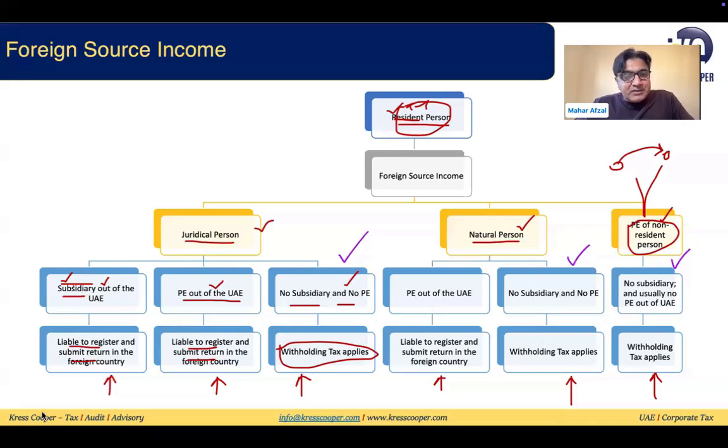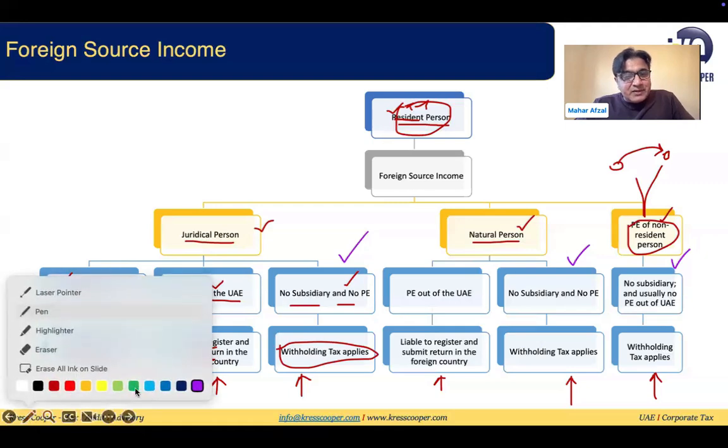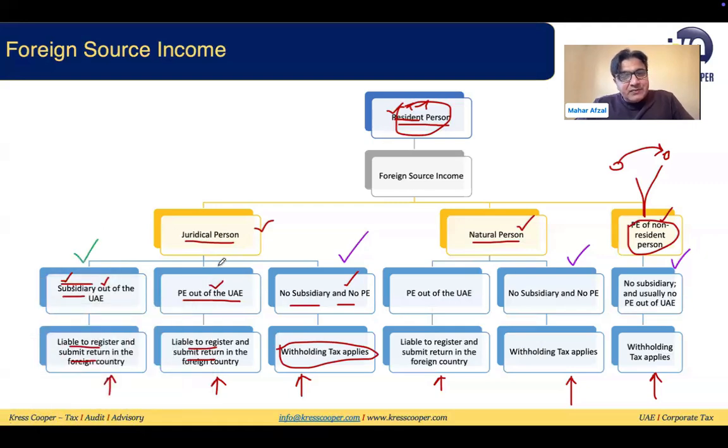In the rest of the cases, which are this case, this case, this case, in these three cases, they will be liable to register there, liable to submit the return in the foreign jurisdiction, and liable to pay tax. So tax is being paid. In three cases, this tax will be paid in the form of withholding tax, and in three cases, they are submitting the return, and the relevant tax authorities are applying a tax similar to corporate tax.